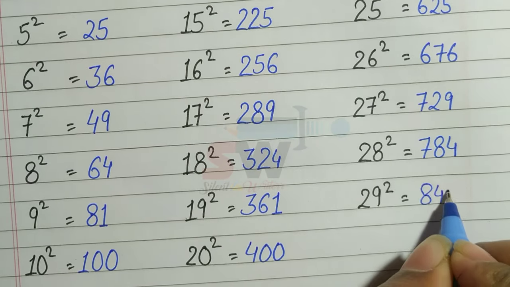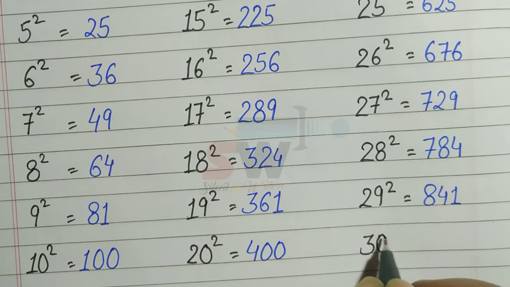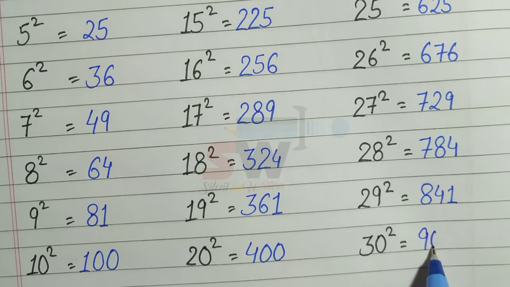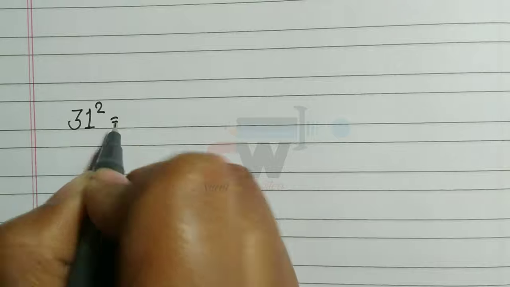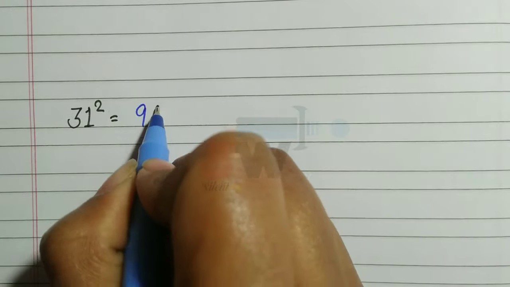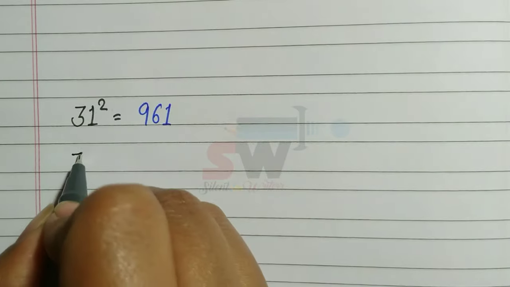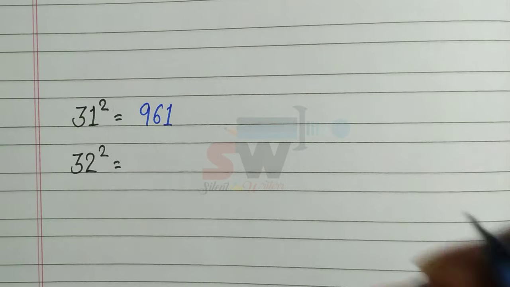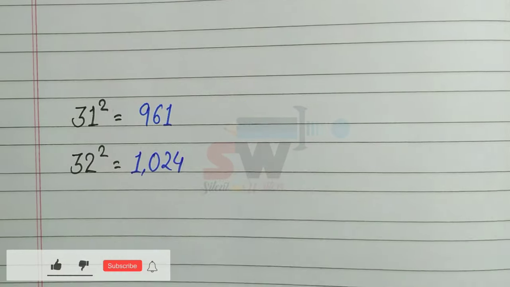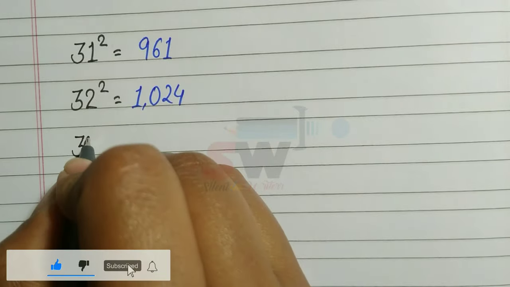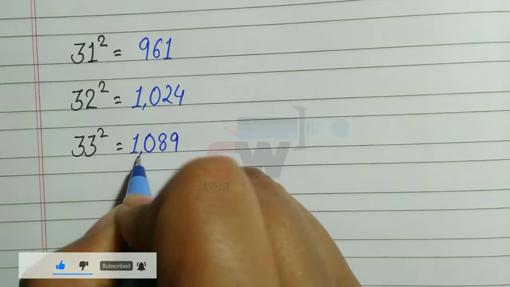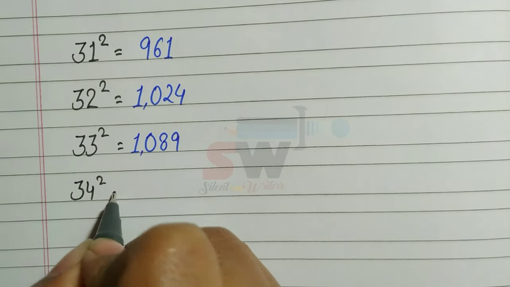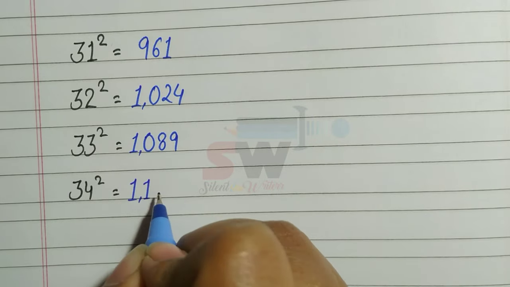Square of 29, 841. Square of 30, 900. Square of 31, 961. Square of 32, 1024. Square of 33, 1089. Square of 34, 1156.